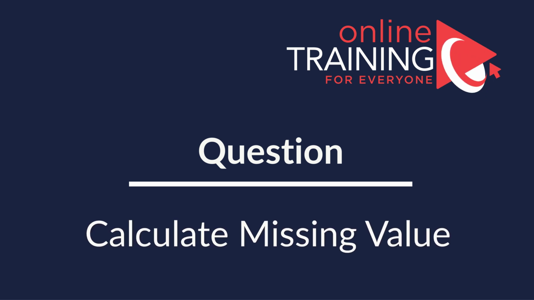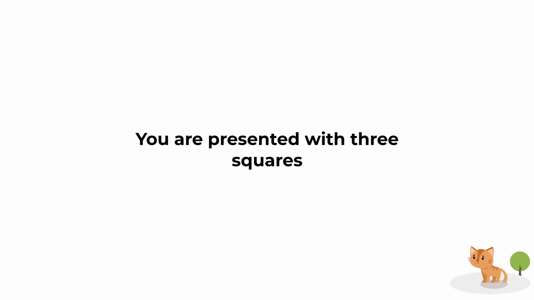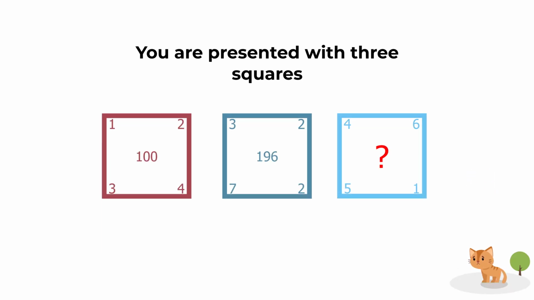Here's an amazing question which tests your ability to quickly come up with solutions. You're presented with 3 squares. Each square is of a different color, and each square has numbers in the corners as well as a number in the middle. For example, the brown square has numbers 1, 2, 3, and 4 in the corners, and number 100 in the middle. The dark blue square has numbers 3, 2, 2, 7 in the corners, as well as number 196 in the middle. And the light blue square has numbers 4, 6, 1, and 5 in the corners, and the number in the middle of this square is missing.